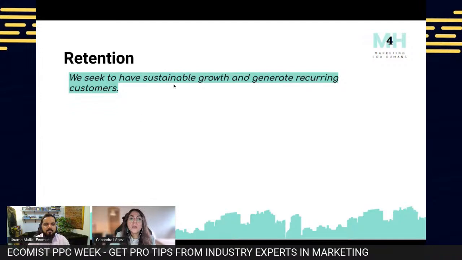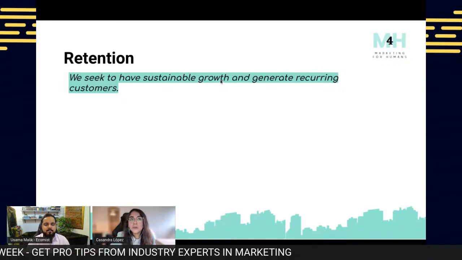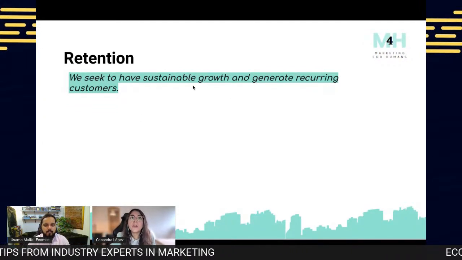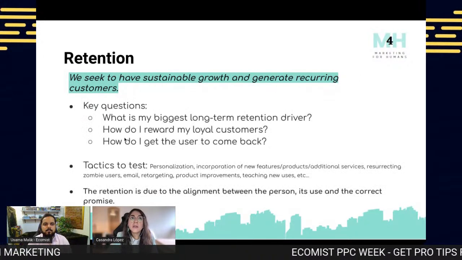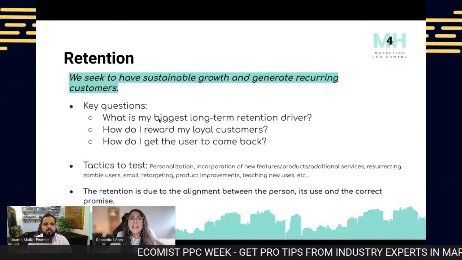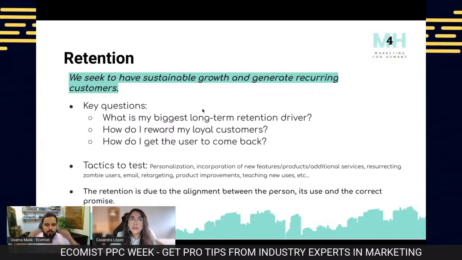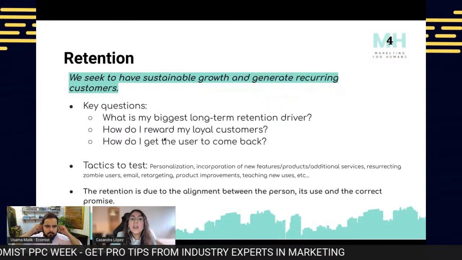Okay, we need to have sustainable growth over time. We want to build long-term relationships. We want them to come back always. So we have to ask ourselves these key questions. How can I build these long-term relationships with them? How am I rewarding them?